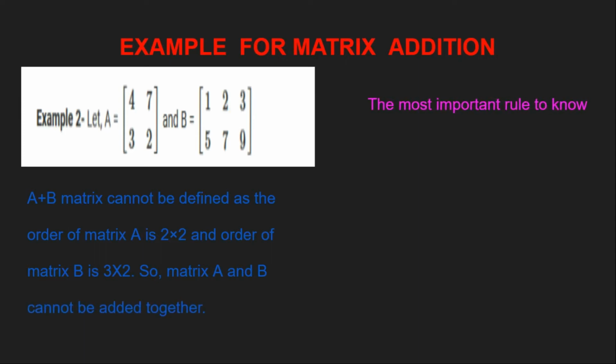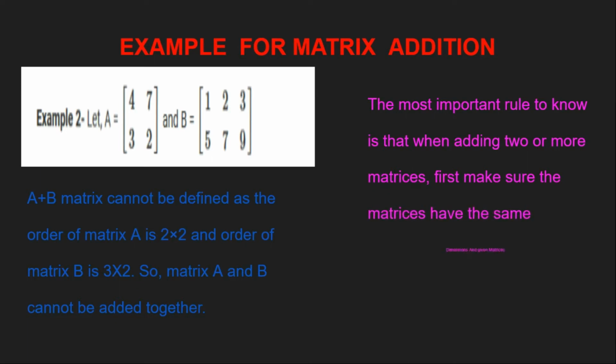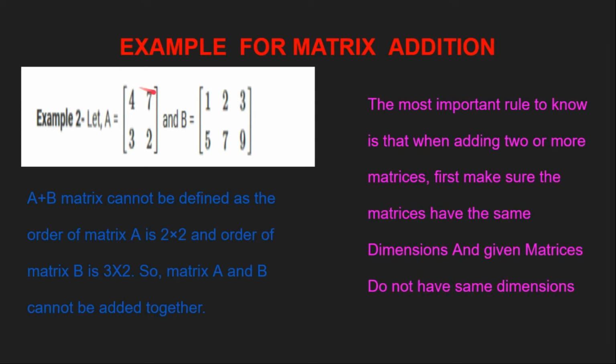I already told you the most important rule to know: when adding two or more matrices, first make sure the matrices have the same order, the same dimension, and the given matrices don't have the same dimension, as you are seeing here. So this is the basic condition, that if you are adding two or more matrices, you have to see that they have a similar dimension, a similar order. As you are seeing here, they don't have a similar dimension, so you can't add them. So this was the basic example.